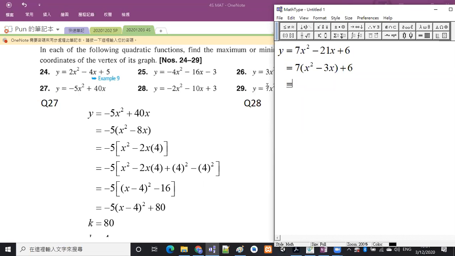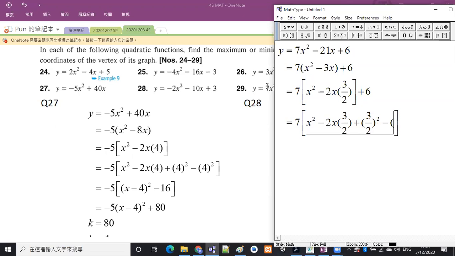Okay, and then write the thing inside the bracket to be x squared minus 2xy. This time again, there is no factor 2 can be taken out from the 3. So we need to do this over 2. Okay? 3 over 2 to be the y. And then this is 7, so x squared minus 2xy plus y squared. And then minus the same number immediately.